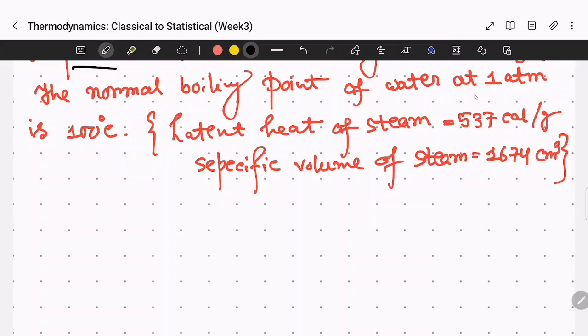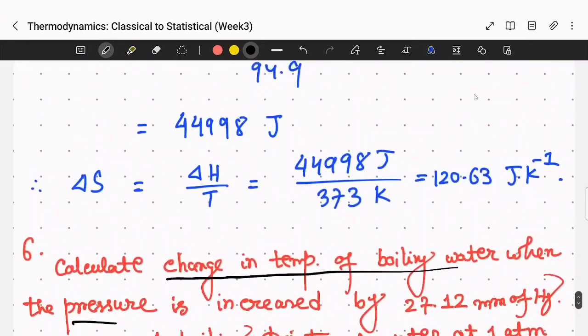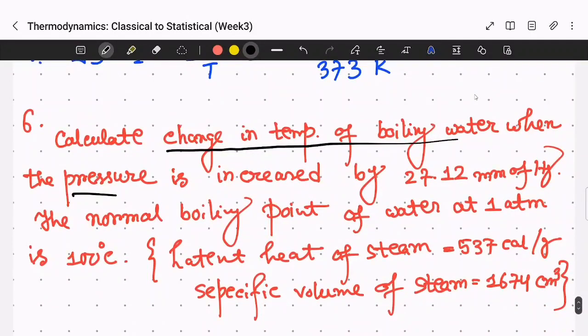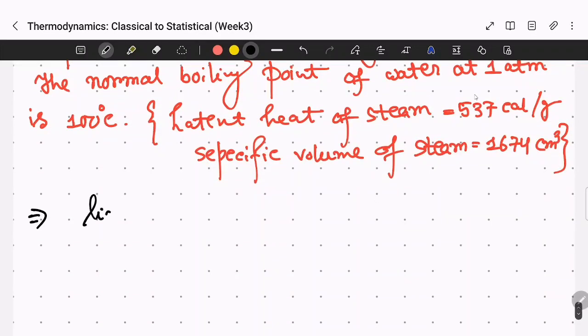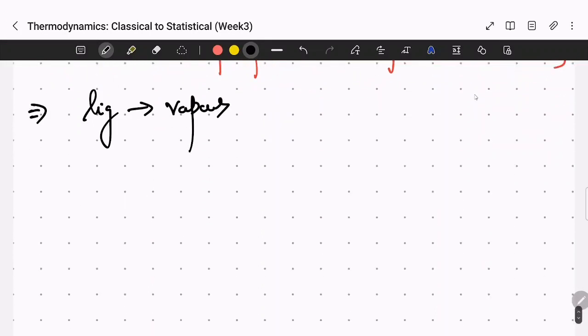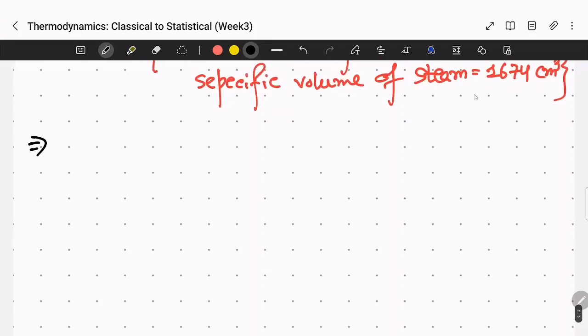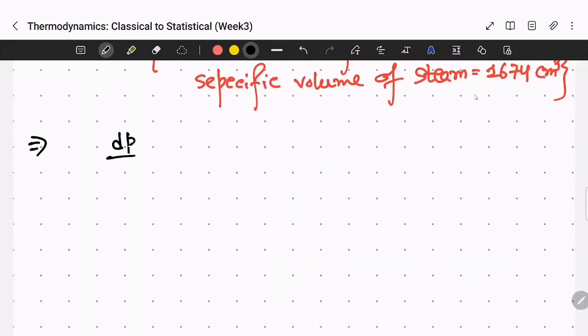Now here the boiling water is changing from liquid to vapor. So we can use the Clausius-Clapeyron equation here. We can use Clausius-Clapeyron also, but still, let us start with del P by del T is del H by T del V. This is known to us.